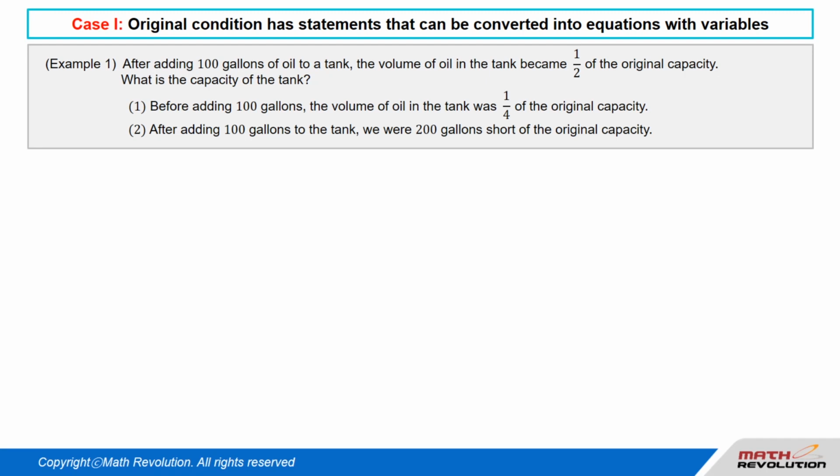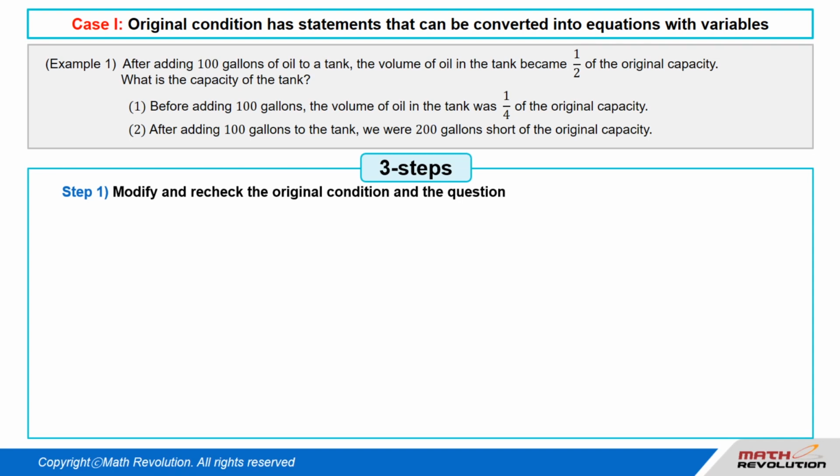Example 1. After adding 100 gallons of oil to a tank, the volume of oil in the tank became 1/2 of the original capacity. What is the capacity of the tank? Condition 1. Before adding 100 gallons, the volume of oil in the tank was 1/4 of the original capacity. Condition 2. After adding 100 gallons to the tank, we were 200 gallons short of the original capacity.